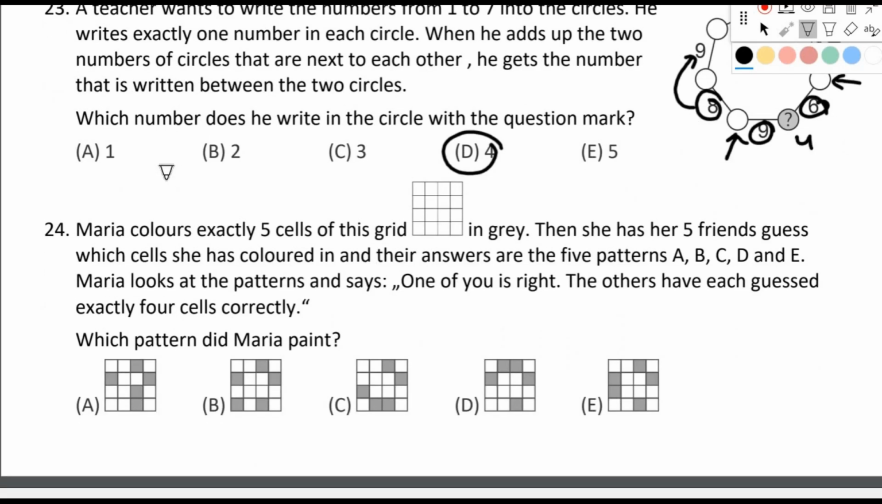Coming to the last question. Maria colors exactly 5 cells of this grid in gray. Then she has her 5 friends guess which cells she has colored in, and their answers are 5 patterns A, B, C, D, E. Maria looks at the patterns and says, one of you is right. The others have each guessed exactly 4 cells correctly. Which pattern did Maria paint?